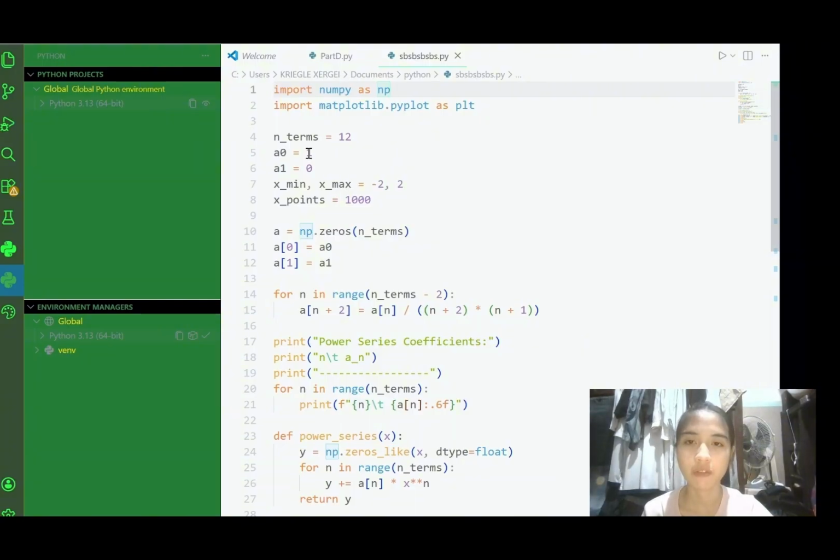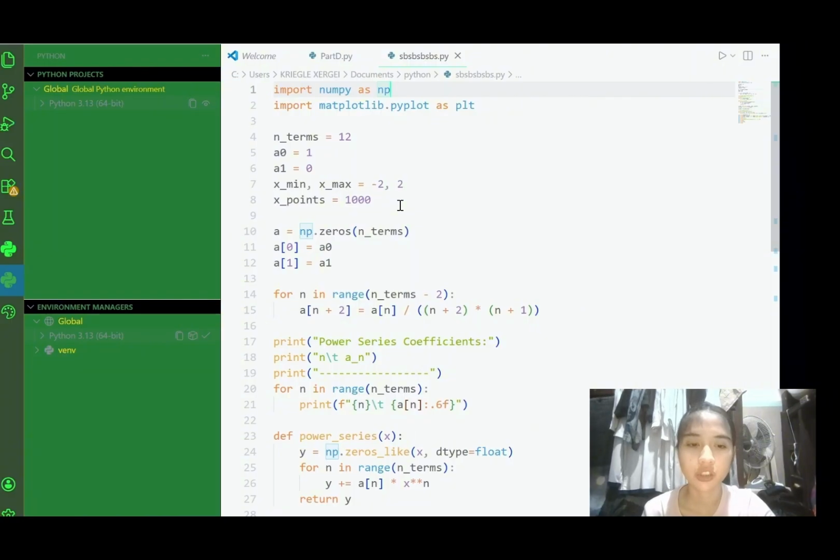Next, we define the variables. The main variables: we set n equal to 12, which means we are approximating the solution using the first 12 terms of a power series. We also define a0 equal to 1 and a1 equal to 0. These are the initial coefficients of the series.